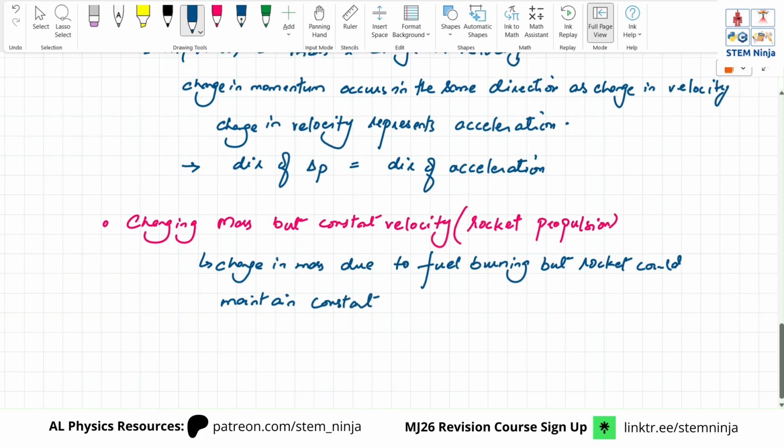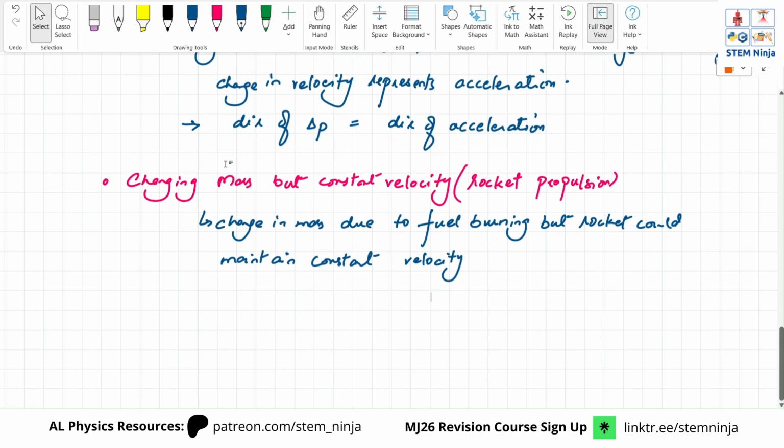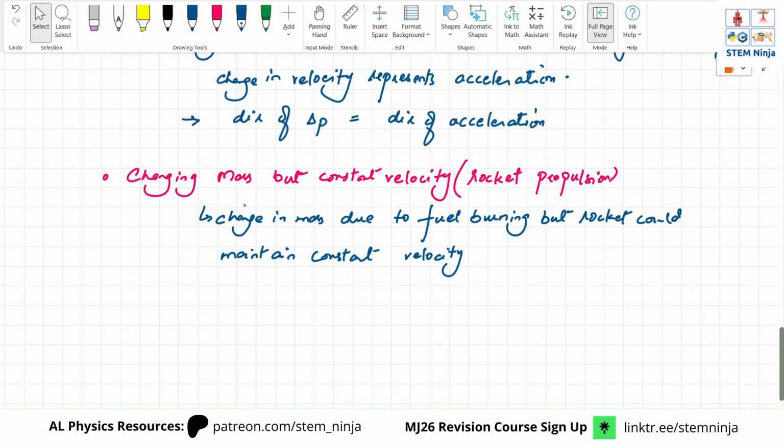I've forgotten whether this was in 2024, 2025, or 2023, but this was one of the MCQs in recent years, somewhere very recent. So in that case, the change in momentum would be the change in mass times v. Simple. The end result would be the same, the change in momentum.